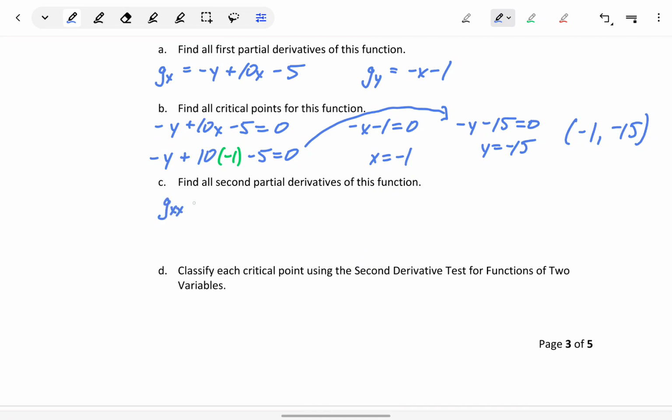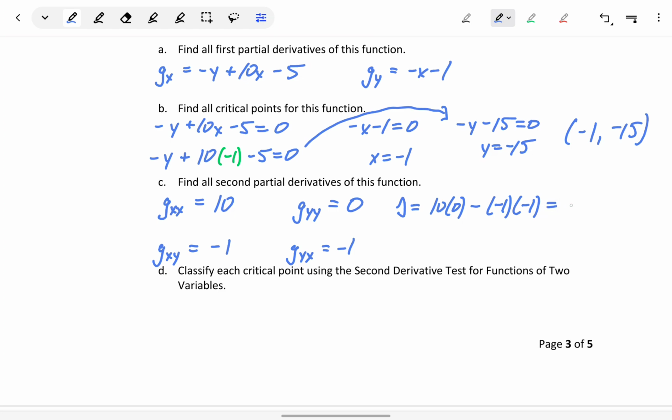We find each of our second derivative functions, which will give us g sub xx will be 10, g sub xy will be negative 1, g sub yy will be 0, and g sub yx will be negative 1. And then we calculate d by taking 10 times 0 minus negative 1 times negative 1, which will end up giving us negative 1, which is less than 0.